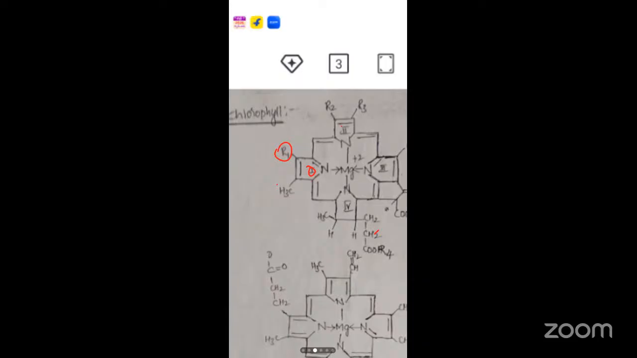The second pyrrole ring also contains R2, R3, and the fourth pyrrole ring contains R4, where an alkyl group is substituted. So based on the R1, R2, R3 and R4 positions, you can consider chlorophyll A and chlorophyll B, as well as bacteriochlorophyll A and bacteriochlorophyll B.